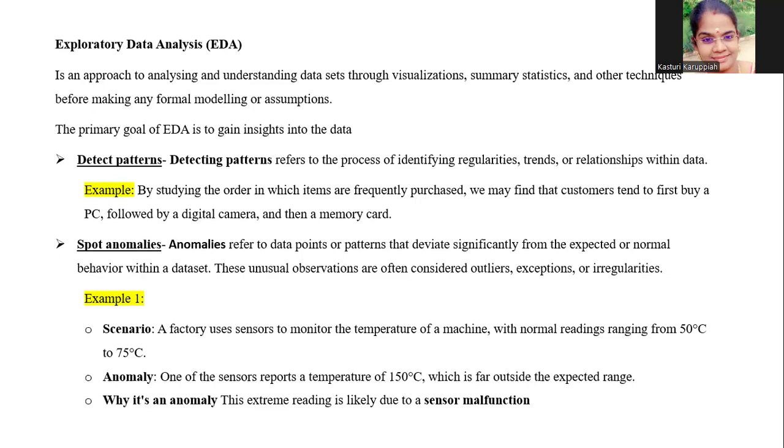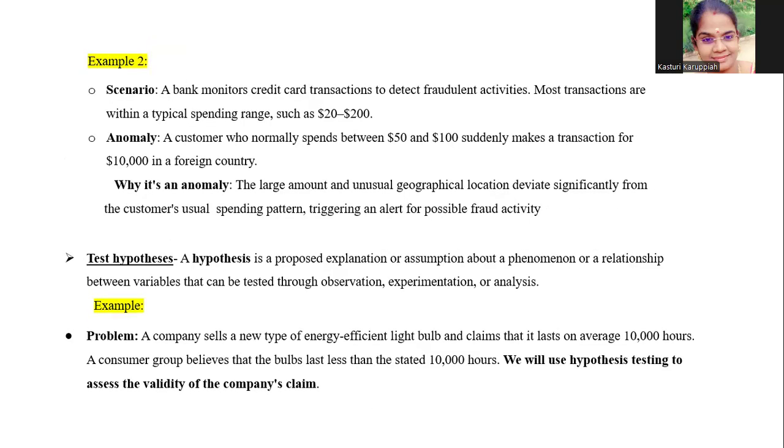What causes the anomaly? Because of a sensor malfunction, the sensor is displaying like that. Therefore, the anomaly is sensor malfunction. Therefore, we can spot anomalies using EDA, exploratory data analysis. Then we go to example 2. What is example 2 in spotting anomalies?